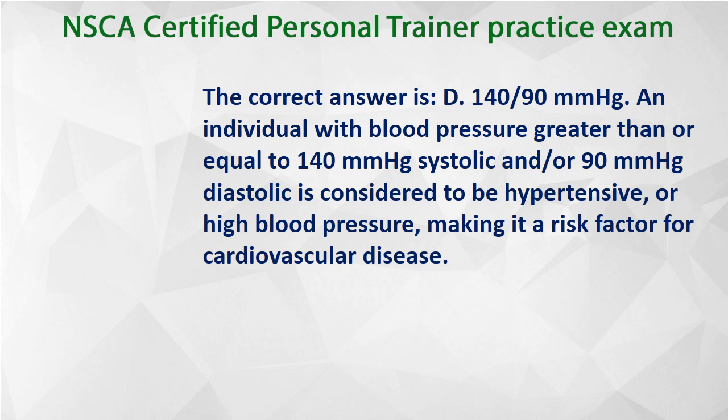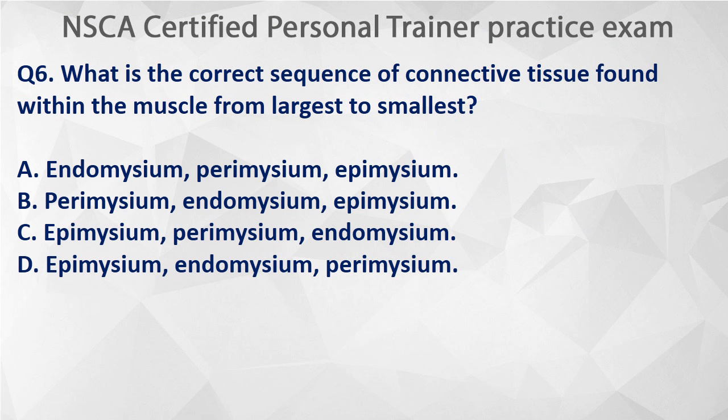Q6. What is the correct sequence of connective tissue found within the muscle from largest to smallest? A. Endomysium, perimysium, epimysium. B. Perimysium, endomysium, epimysium. C. Epimysium, perimysium, endomysium. D. Epimysium, endomysium, perimysium.